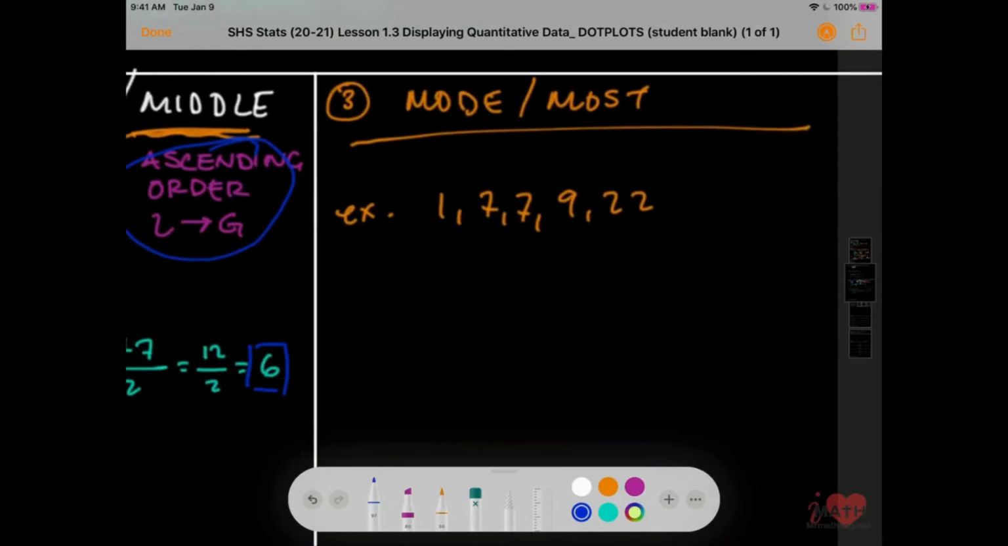Okay, so let's make it a little bit more complicated. Let's just say I gave you this set of numbers. This is how I would do the problem. What I'm going to do is put these numbers in order. As I do them, I'm going to put a little check mark.